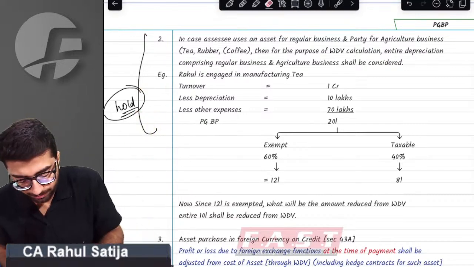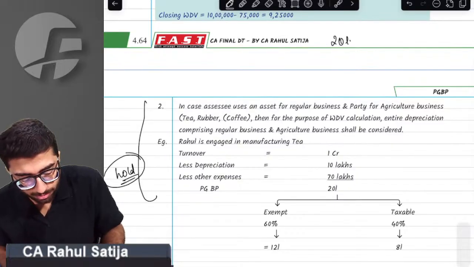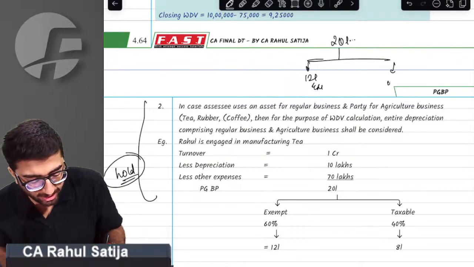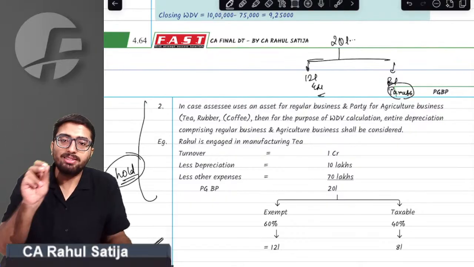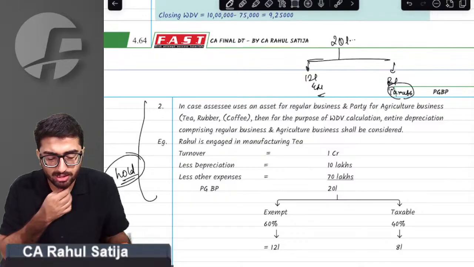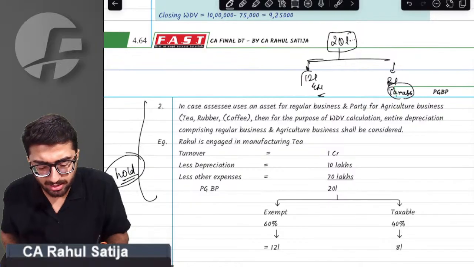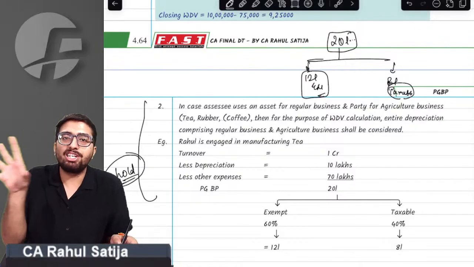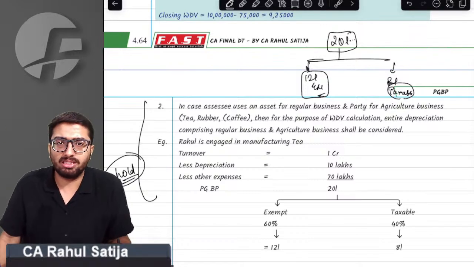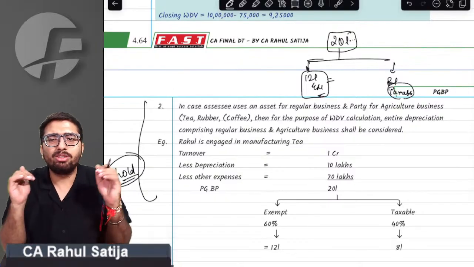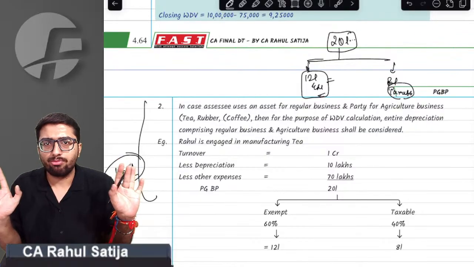See what happens: for example, if I have an income of 20 lakh rupees, out of which 12 lakh is exempt and 8 lakh is taxable. The provision says that some depreciation would have been of that portion whose income is exempt. Some depreciation component would have been for this exempt income. But we don't have to honor this.